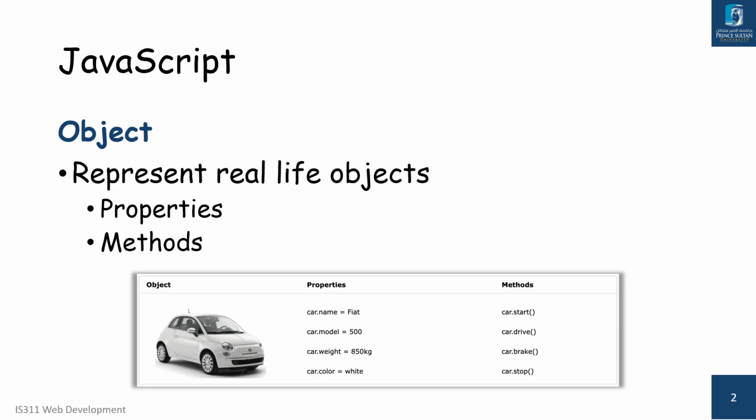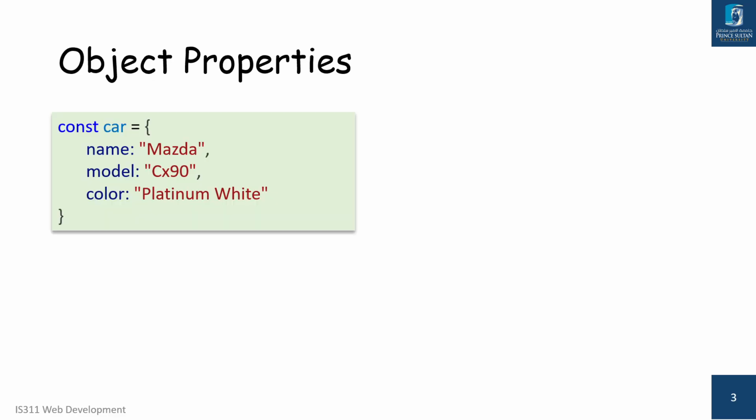Here's an example. We have a car as an object, and it has properties like the name, the model, the weight, and the color. Then we also have methods, the functions that this car can perform. It can start, drive, brake, stop, and reverse. So we have properties and we also have methods.